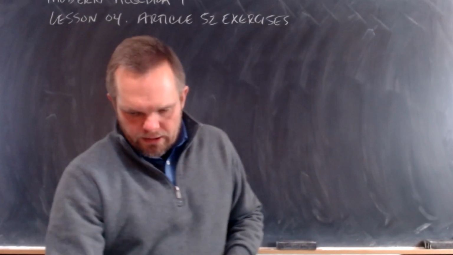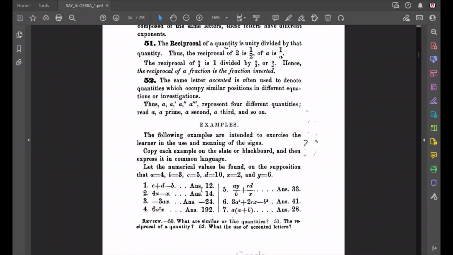So our book tells us the following examples are intended to exercise the learner in the use and meaning of the signs. Copy each example on the blackboard. I'm going to do that, and then express it in common language. So we're going to do that first. Then it says, let the numerical values be found on the supposition that A equals 4, B equals 3, C equals 5, D equals 10, X equals 2, and Y equals 6.